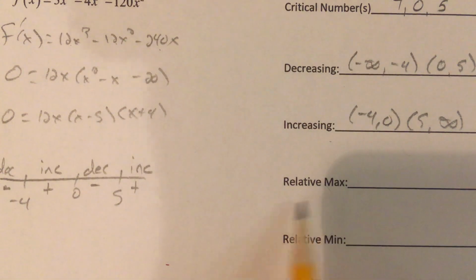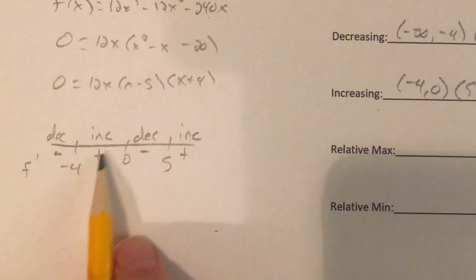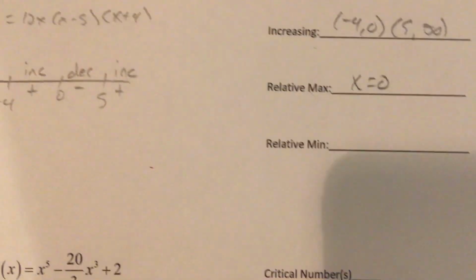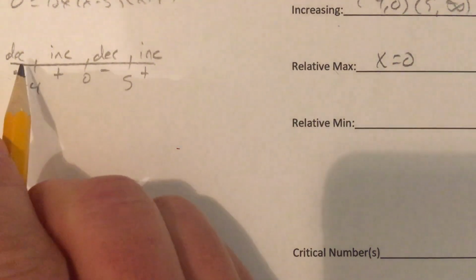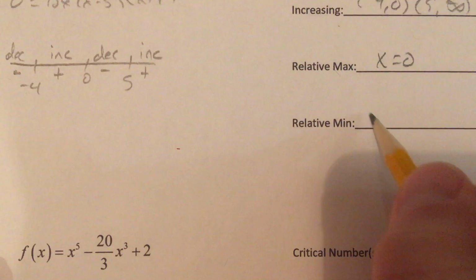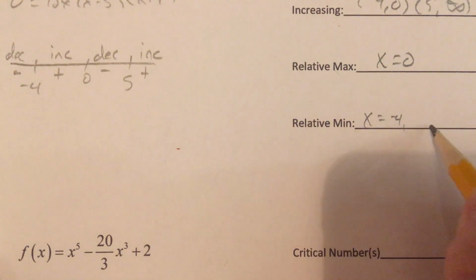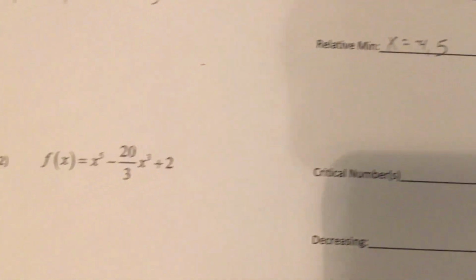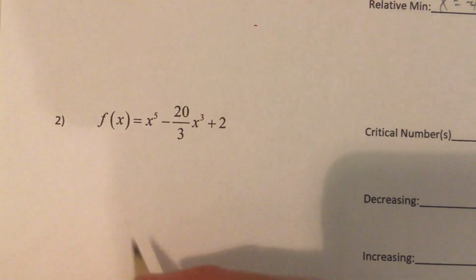Okay. When do I have a relative max? When my derivative switches from positive to negative, that's at x equals 0. When do I have a relative minimum? When the derivative switches from negative to positive, that's at -4 and at 5. Okay. So that was pretty straightforward. Same process for all the rest of them.